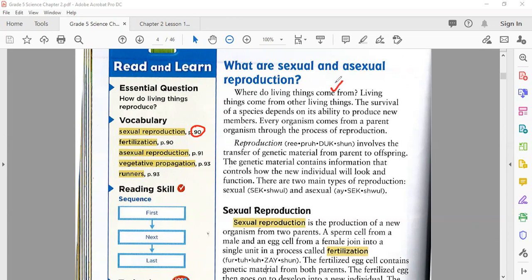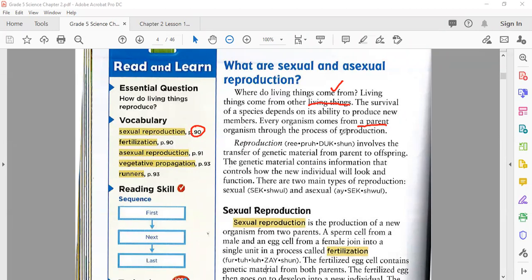That is the first question that comes to our mind. Living things come from other living things. Living things produce more living things. The survival of a species depends on its ability to produce new members. Every organism comes from a parent. We know very well, if you see a dog, a cat, or even human babies, or new plants, they come from already existing plants, already existing animals, already existing species.